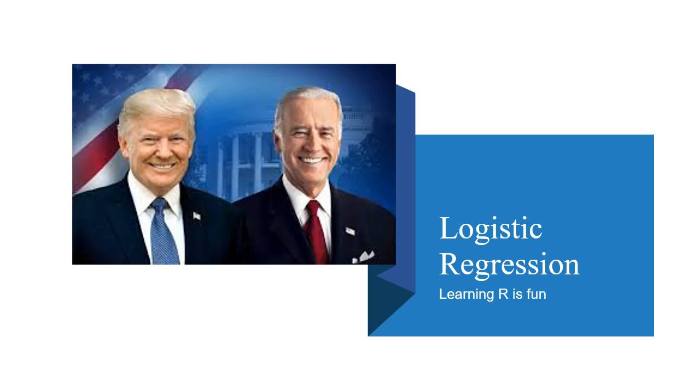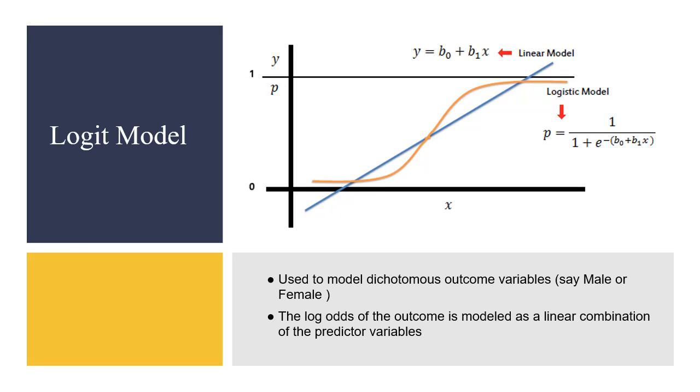So the dichotomous outcome variable, that is the Y variable, can be either male or female, or pass or fail, etc. Whereas the X can be any number of factors. You can say they are the predictor variables. Normally, Y will be written as a linear combination of the factors or the predictors. Say Y is beta naught plus beta 1 X in the linear model.